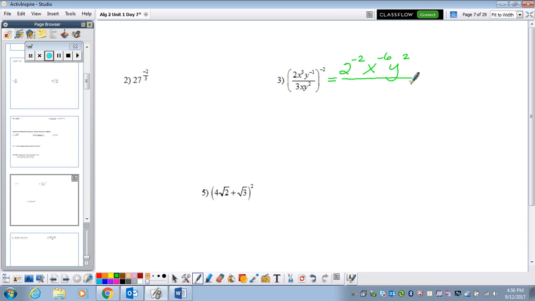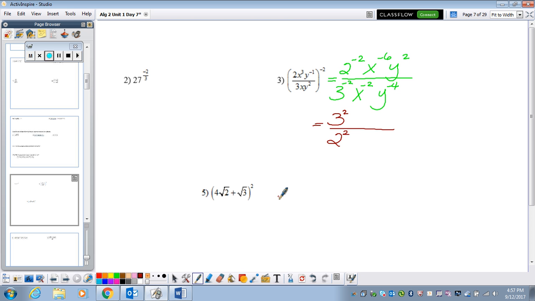Keep distributing your power. 3 to the negative 2, x to the negative 2, power of a power we multiply, y to the negative 4. Let's fix these constants. Really am bothered by the fact that they have negative exponents right now. So let's fix this 2 to the negative 2 by putting him on the bottom of the fraction and making him 2 to the positive 2. Let's do the same with this 3 to the negative 2. Let's make him 3 to the positive 2 on the top of the fraction.